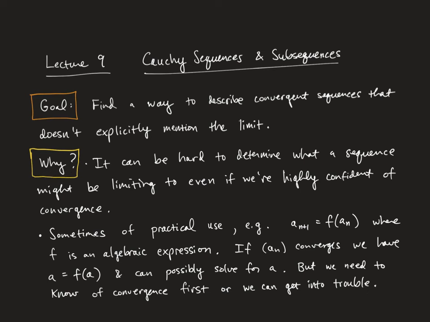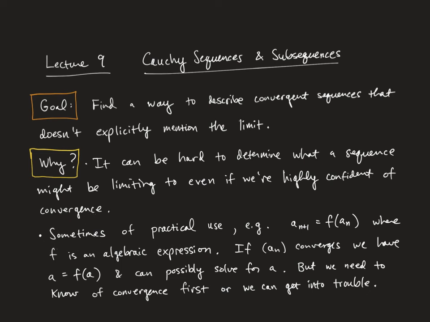And why do you want such a criterion? Well, it can be hard to determine what a sequence might be limiting to, even if we're highly confident of the convergence. Even if you feel very confident, maybe by plugging in a bunch of values and looking at the data, that the sequence seems to be settling down to some value, it can be hard to know what that value might be. So it'd be comforting to have some way of determining that the sequence converged without actually knowing precisely what that limit is. So that's of theoretical interest in any case, but it can sometimes be of practical use as well.